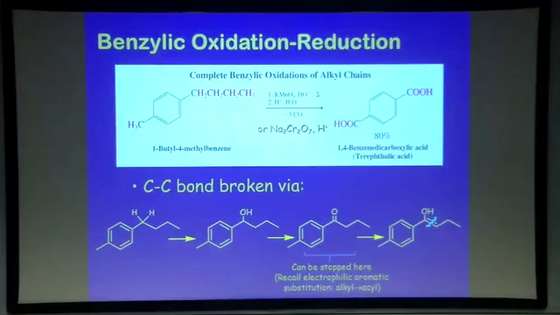Except that it's much more reactive. It has a much higher oxidizing power. And that will take an alkyl benzene and take down the alkyl chain all the way to the corresponding carboxylic acid. Quite a remarkable reaction.